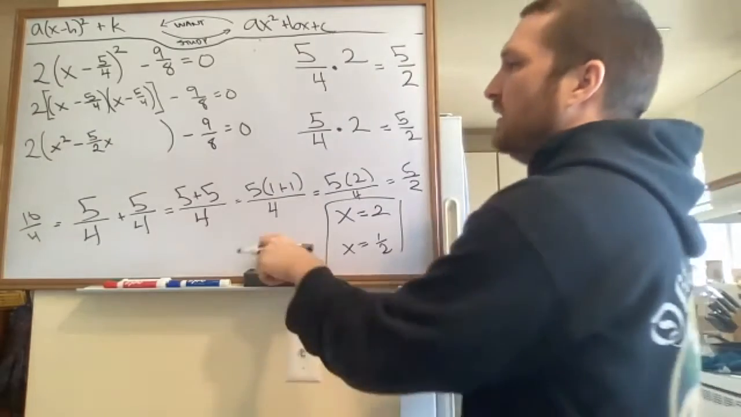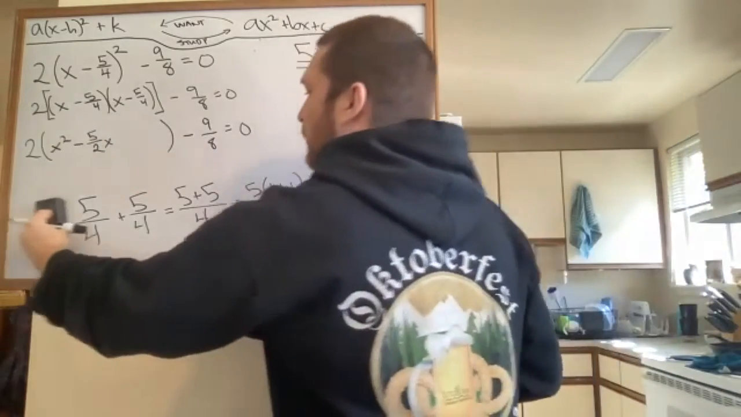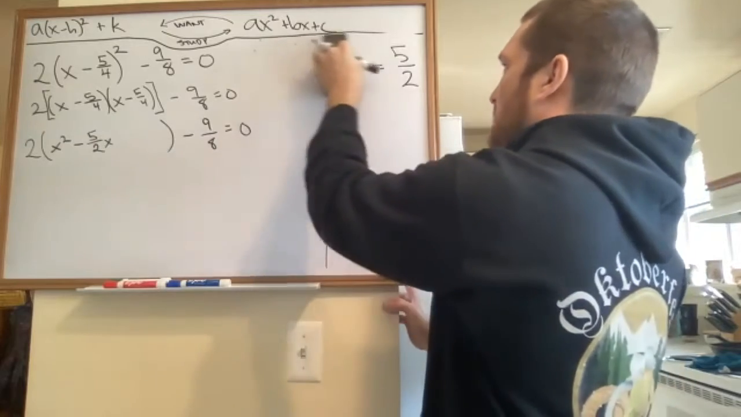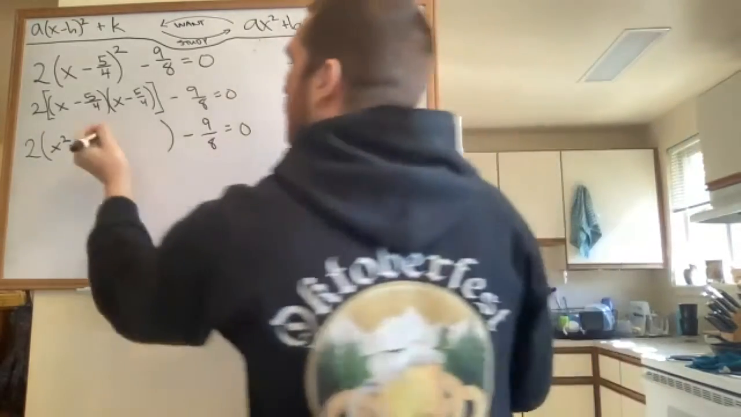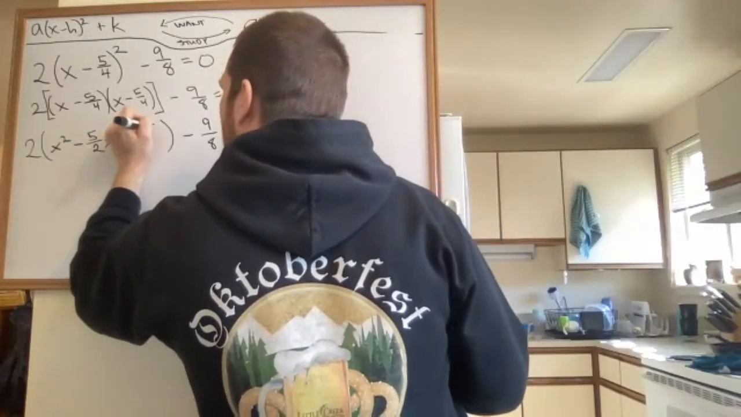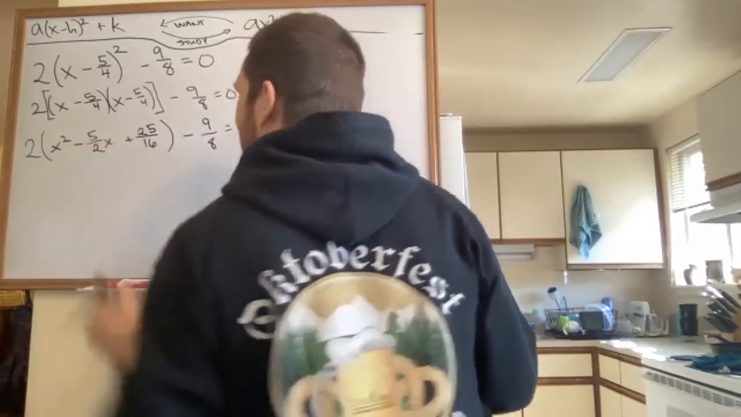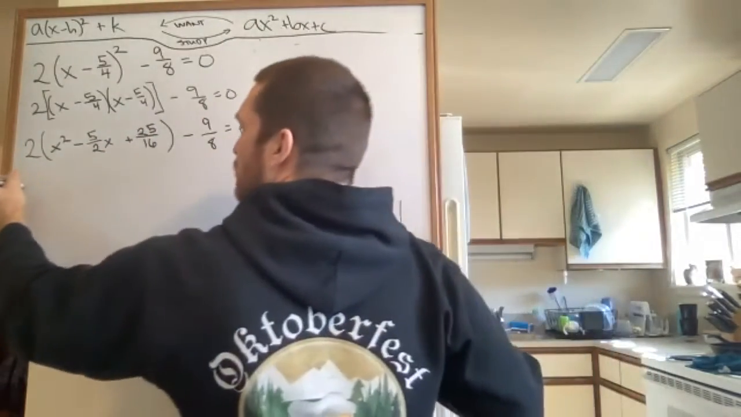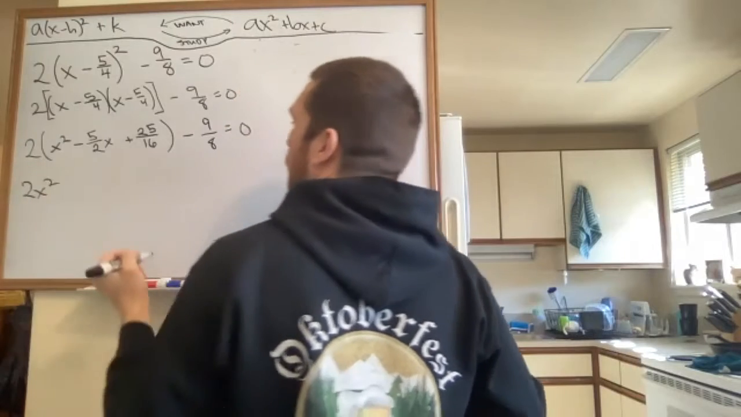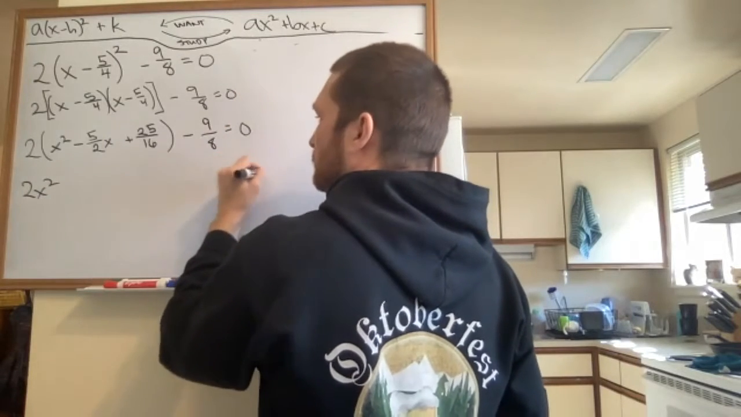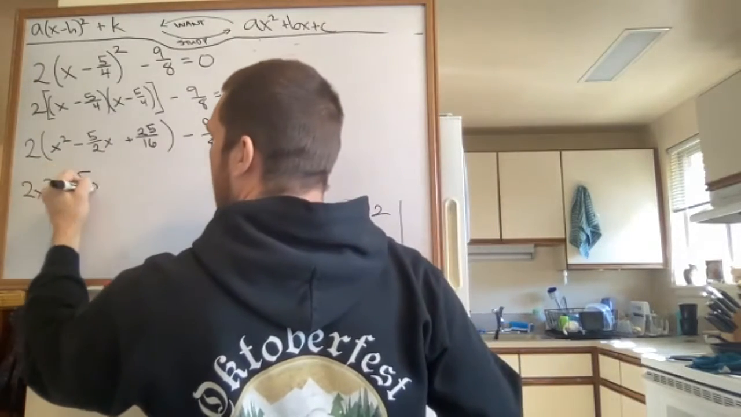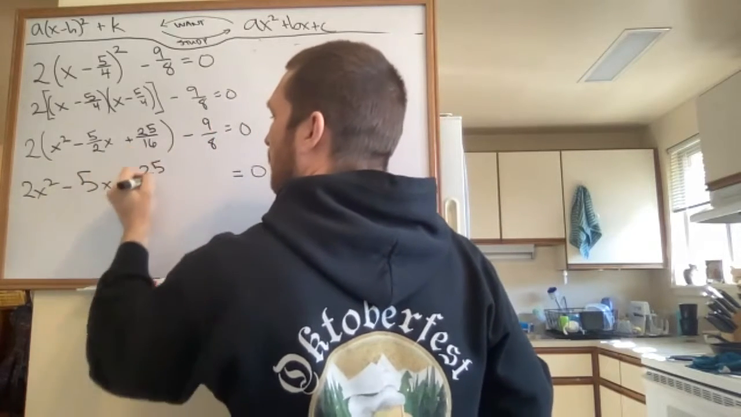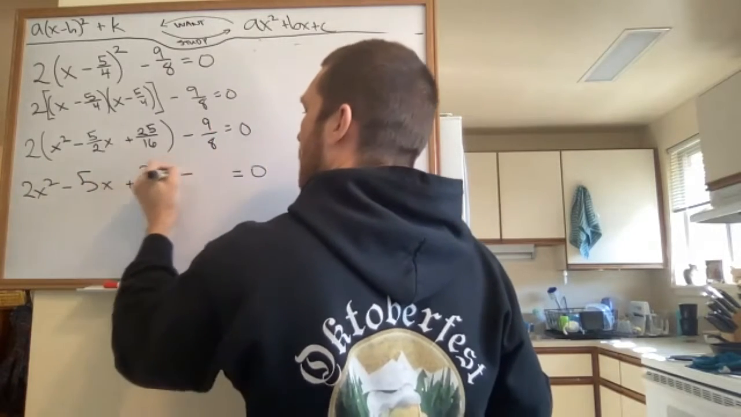Okay, and so that was first, outer, inner. What is last? Plus 25/16, I think. Here we go, plus 25/16. Now let's distribute that 2 in, and we get 2x squared. Then what? Minus 5x. Yep. Plus 25/8. Over 8.